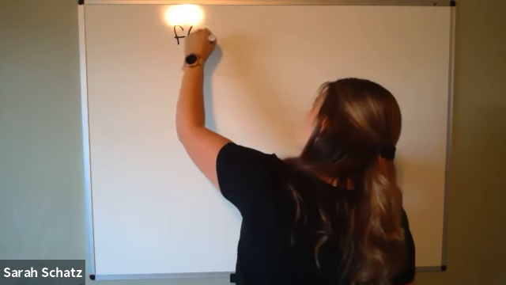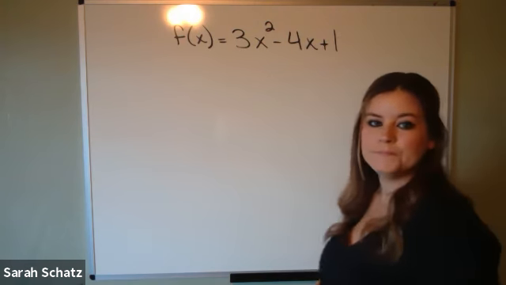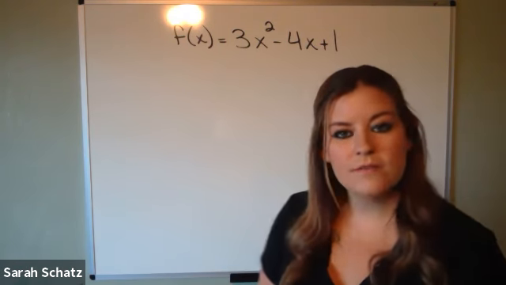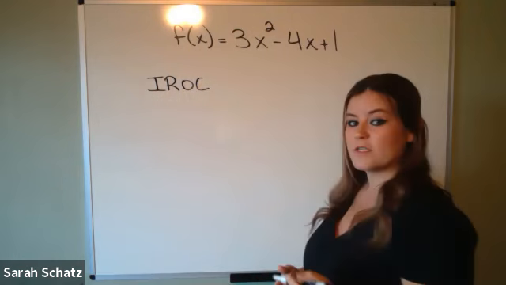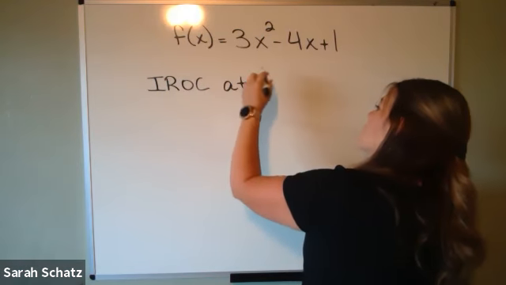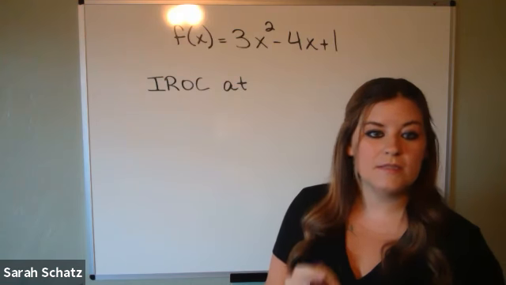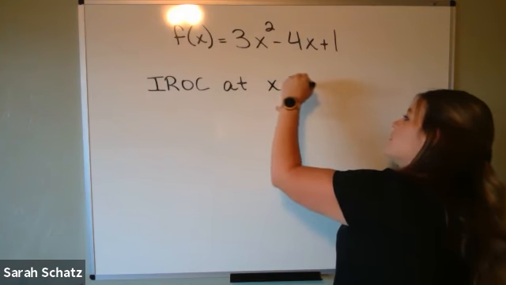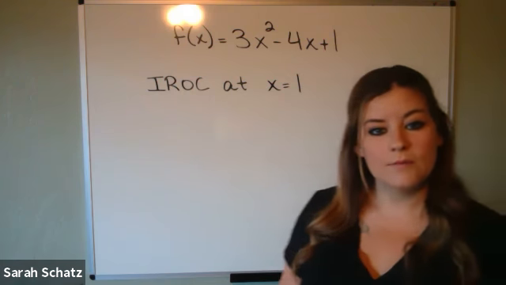I'm going to make a function. Let's say I've got f of x equals 3x squared minus 4x plus 1. So that's the function I want to work with. I do want to find the slope of the tangent line or the instantaneous rate of change for this function, at the point where, remember, I could say x equals, or I could just say a equals. Either way, this value that I give you is your a. So let's say I want to know what the slope of the tangent line is at x equals 1.